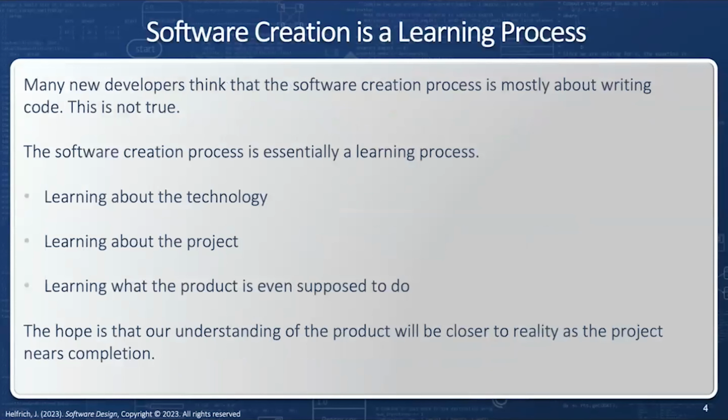Code that is high in the adaptability metric is easy to change for changing requirements, and that is an essential part of this process. Many new developers think that the software creation process is mostly about writing code, and this simply is not true. The software creation process is essentially a learning process where we learn about the technology, about the project, and learning about the product we're supposed to build. The hope is that our understanding of the product will be closer to reality as the project nears completion.